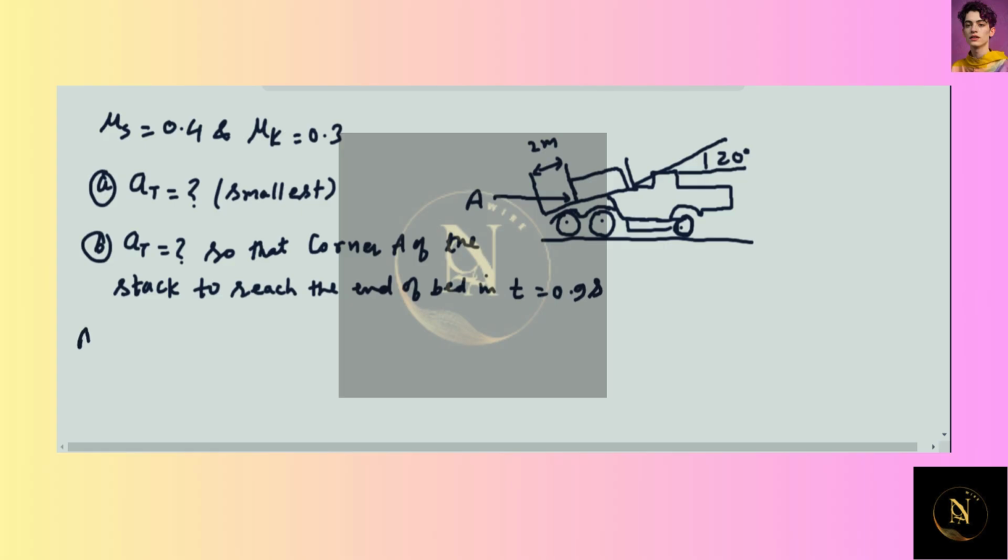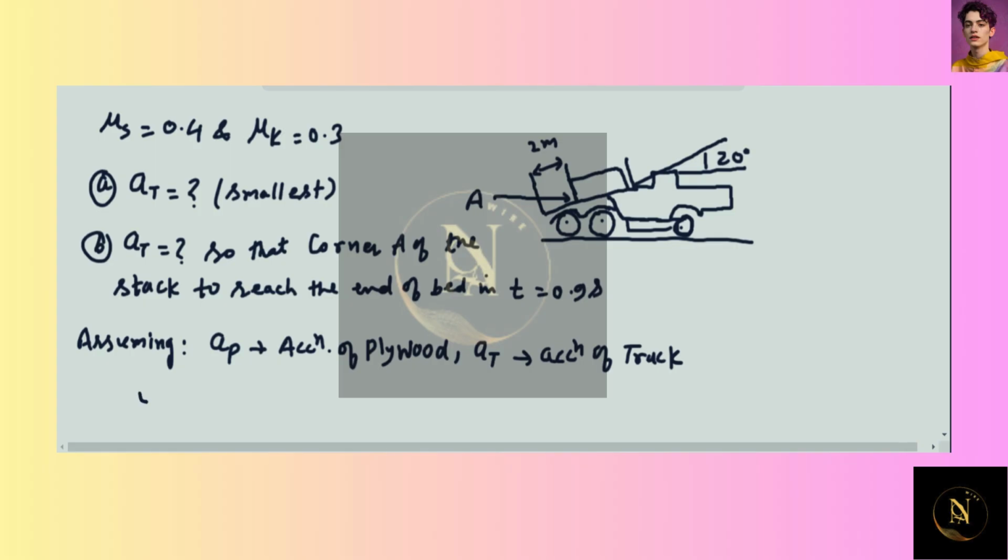Now assuming AP is the acceleration of plywood, AT is the acceleration of truck, and APT is the acceleration of plywood relative to truck.